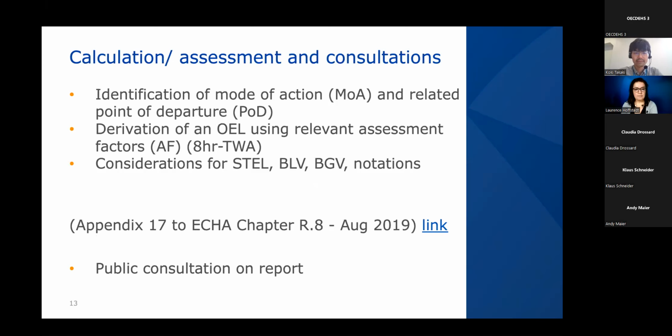And during this process, we identify the mode of action or modes of action of the substance and whether there is a threshold. So indeed, we identify the relevant points of departure, and we subsequently are able to derive the OEL using the relevant assessment factors. And we express it as an 8-hour time-weighted average.